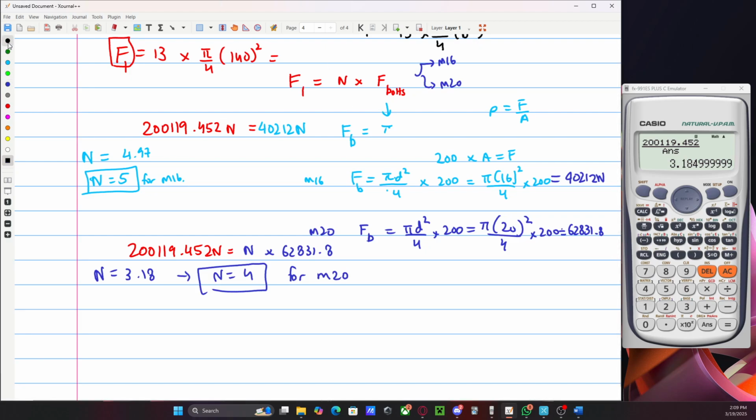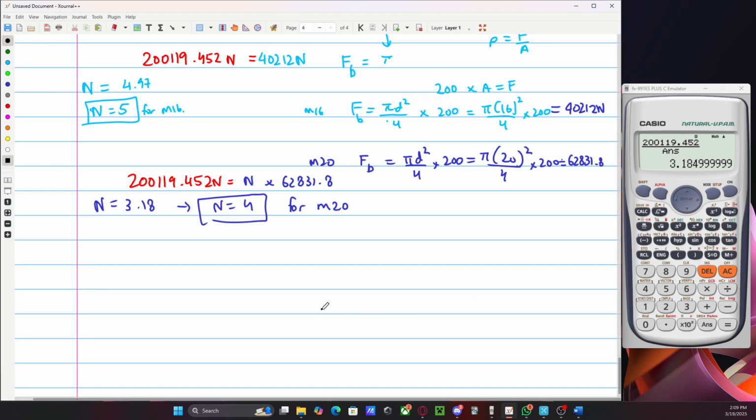Now another way we could do this, if we want to just find the answers quickly, is to equate the two together. So pi over 2 D squared times the pressure equals pi over 4 small d squared times the allowable stress times n. And we solve for n. Let's try this on our calculators.